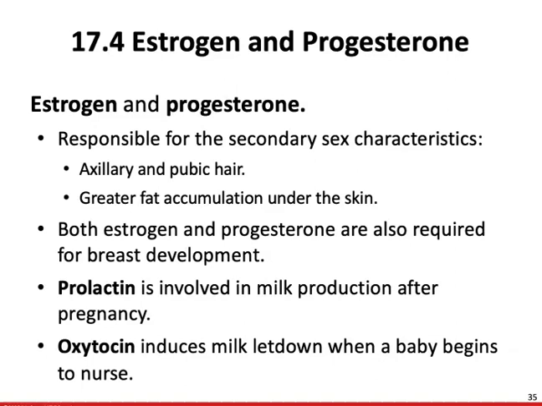There are a couple of other hormones that are associated with the female reproductive system. Prolactin, which is involved in milk production after pregnancy. And oxytocin, which isn't involved in milk production, but is responsible for inducing milk letdown when the baby begins to nurse.